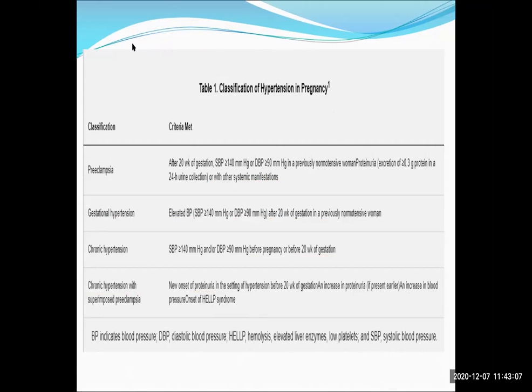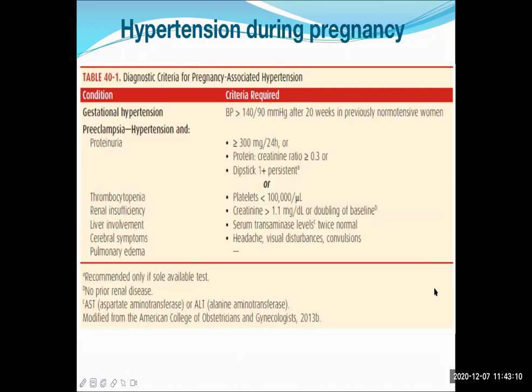Let's move on. Now, I'm going to skip this. This is also saying the same thing. Now, see there, gestational hypertension. This is the definition. And preeclampsia. These are the different criteria for preeclampsia. Proteinuria, thrombocytopenia or decreased platelet count, renal insufficiency or renal failure, liver involvement, which is a part of HELLP syndrome, cerebral symptoms like headache, visual disturbances or seizure, and pulmonary edema results in breathing difficulty. So these all are part of preeclampsia or pregnancy-induced hypertension.